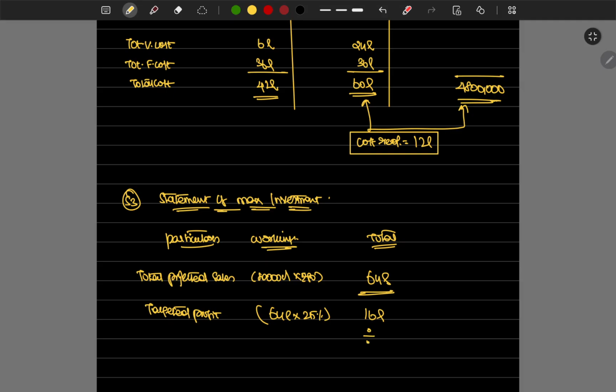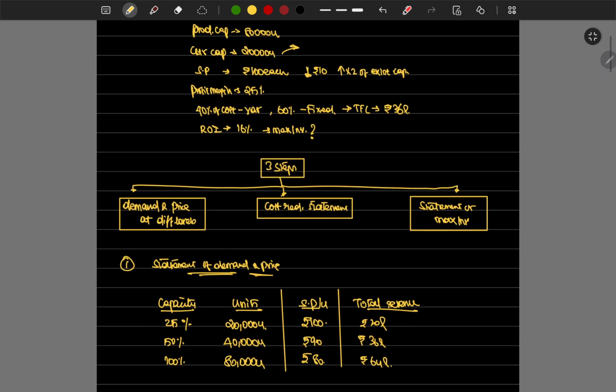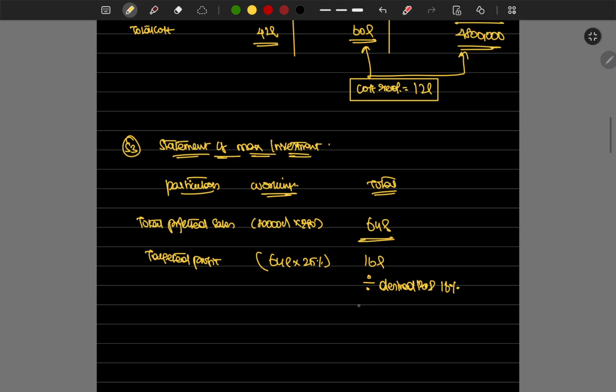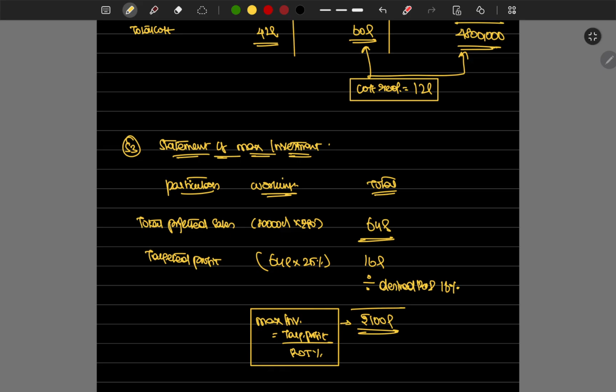Divided by ROI, which is the desired ROI, which is 16 percentage, given in the question. Yes. Okay, 16 percentage. 100 lakhs is our max investment. Now the formula is targeted profit divided by ROI percentage. That's it. Okay. Yes.